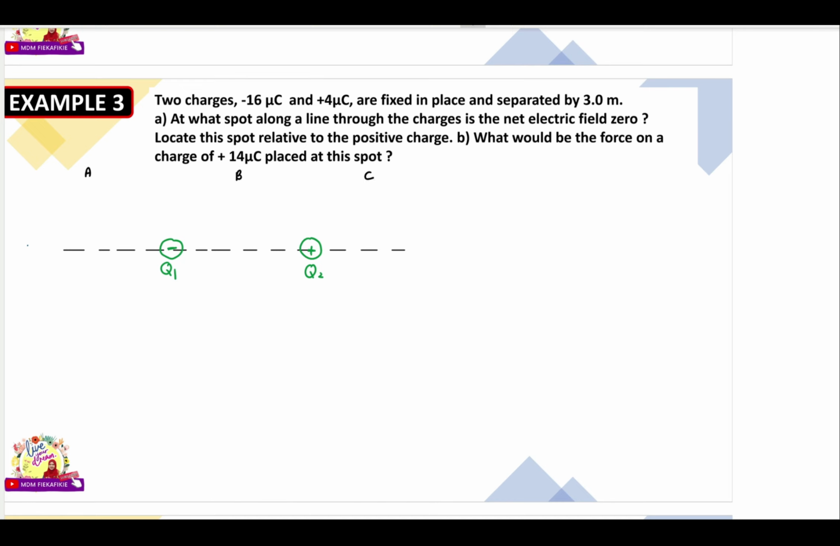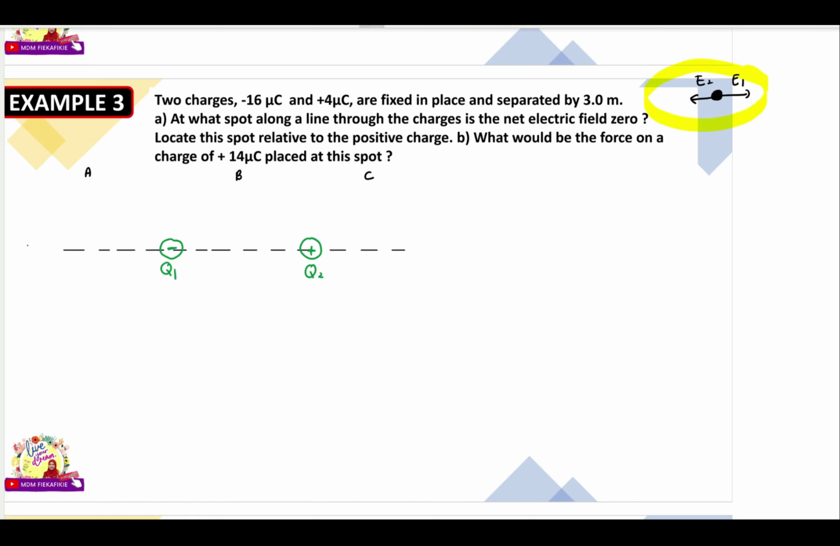Alright, so bila kita nak cari dekat mana kawasan yang ada possibility untuk net electric field is equal to 0, we must consider that at that point, the direction of the electric field, kalau ada dua electric field disebabkan ada dua point charge, so dia contoh macam ni, dia mesti opposite direction.